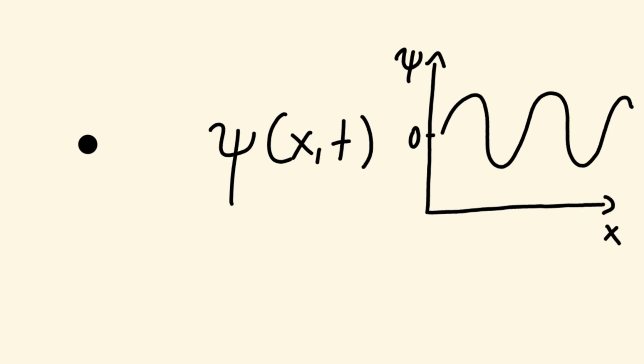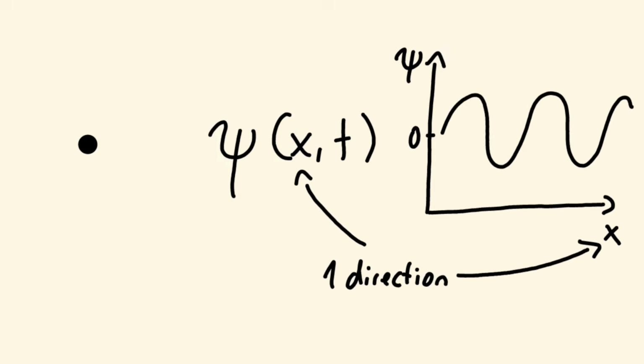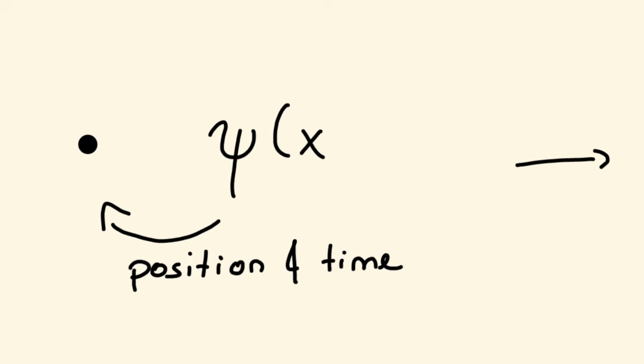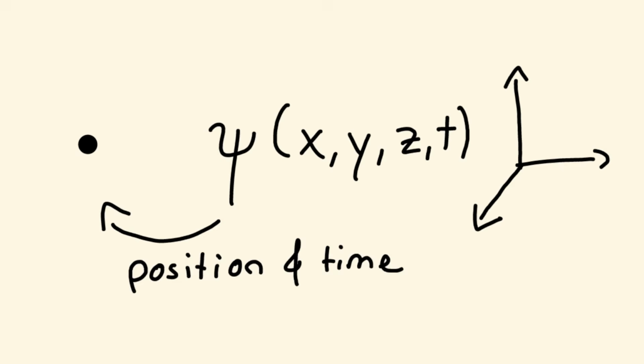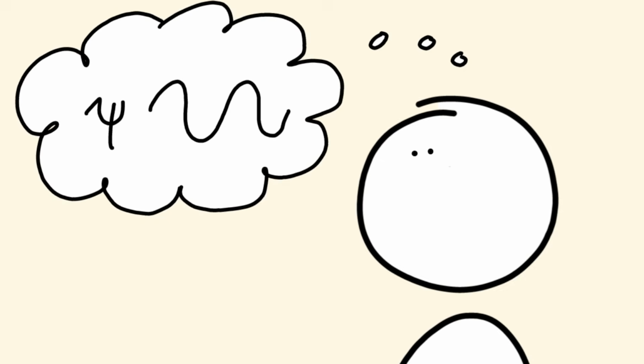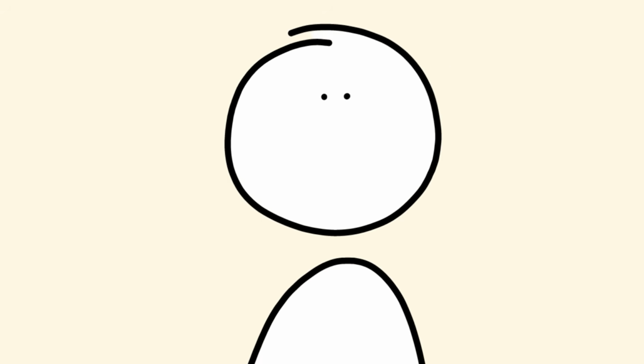We usually draw wave functions as depending on just one direction because it's easier to visualize. But actually this function depends on the particle's position and time. So you have one variable for each direction in space. But still, without further detail, I would kind of picture this as a wave in space. But now let's add another particle.